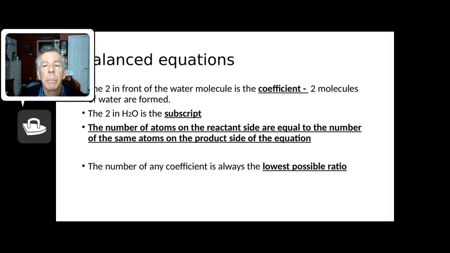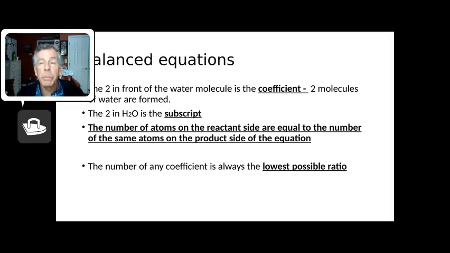What you all need to remember about balancing equations is that the number of atoms on the reactant side is equal to the number of atoms on the product side. Each atom is going to be equal on each side. But one little catch, it has to be the lowest possible ratio. You don't want to have 4 of one and 8 of another if you can do 2 of one and 4 of another. You've got to make sure you get the lowest possible numbers of each atom or each molecule there.